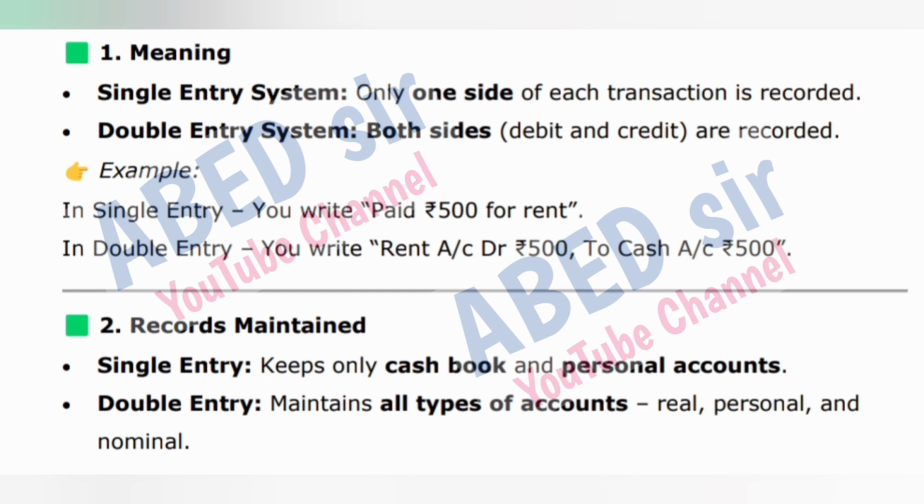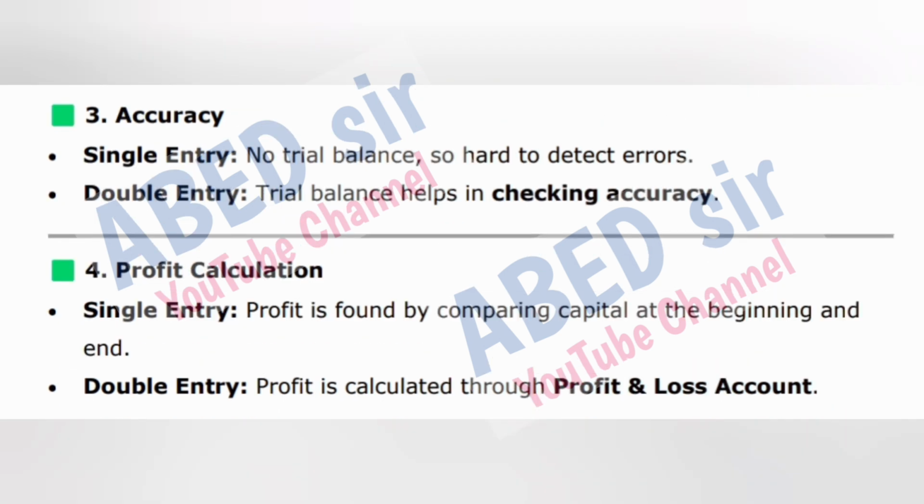2. Records maintained. Single entry keeps only cash book and personal accounts. Double entry maintains all types of accounts, real, personal, and nominal. 3. Accuracy. Single entry, no trial balance, so hard to detect errors. Double entry, trial balance helps in checking accuracy.